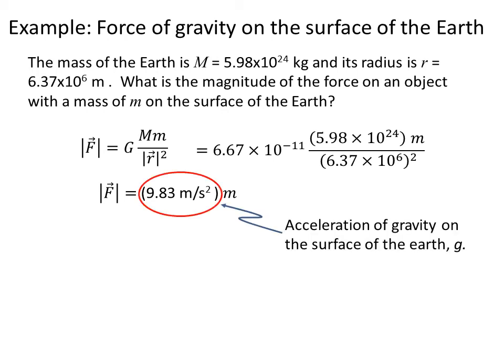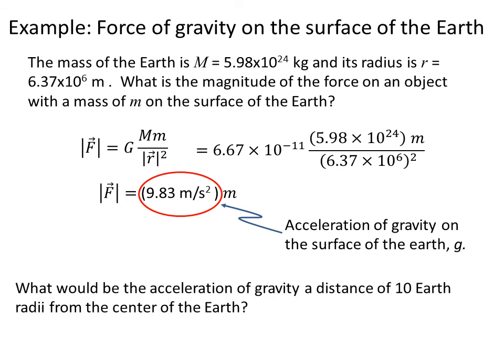So that is the acceleration of gravity on the surface of the Earth, and it's the g that you've become familiar with, the little g. What would be the acceleration of gravity at a distance of 10 Earth radii from the center of the Earth, so in a fairly distant orbit?